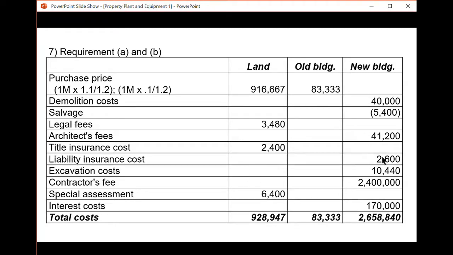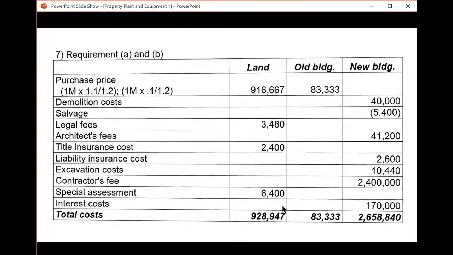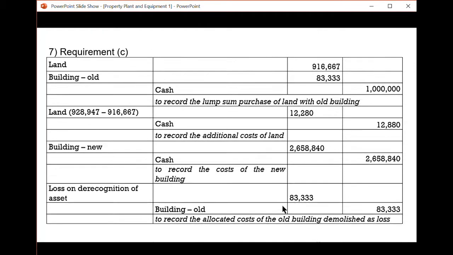So that's part of the new building. And then you have the contractor para magama ang building. So of course, a building na siya. Special assessment, di ba sa yuta, yun na siya. And then, interest costs during the construction, di ba this is the borrowing cost. If it is directly used in the building, so it will be part of the building. So the total is 2,658,840. For the old building, it's 83,333 and land, you have 928,947. And what would be your journal entries?